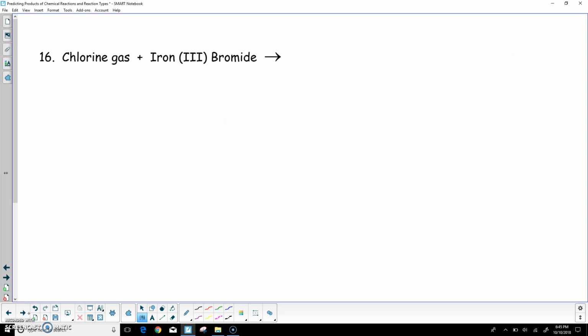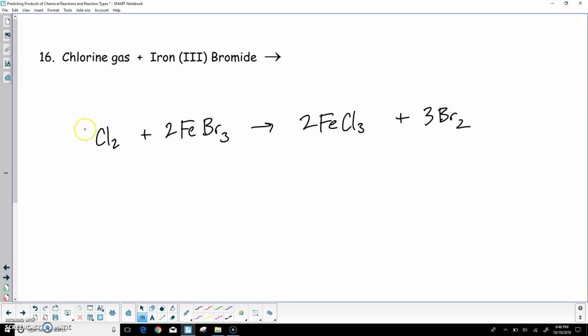Chlorine gas and iron 3 bromide. Once again, we have an element and a compound. It's going to be single replacement. Chlorine replaces the bromine in iron 3 bromide. Here's your iron. Bromine is 1 minus, so it's FeBr3. Like replaces like. And so it's going to be iron 3 chloride plus bromine, which is also diatomic. To balance this, let's put a 2 here and a 3 here. We're going to put a 2 here and a 3 here. So 6 chlorines on both sides, 6 bromines, 2 iron.